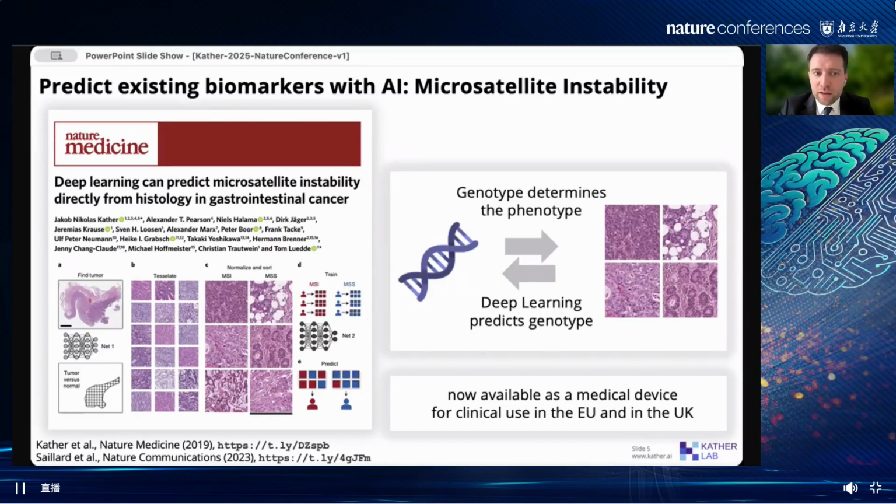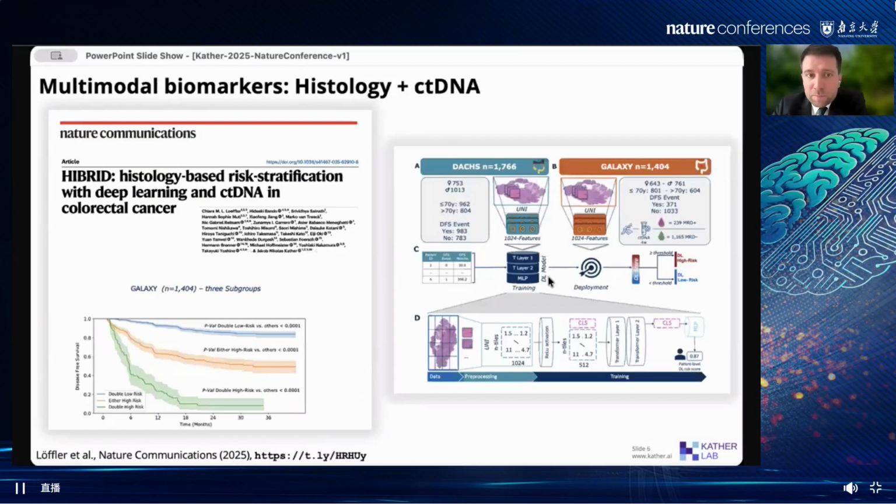And so here we hypothesized that for colorectal cancer, microsatellite instability could be detected with deep learning. And indeed, this worked very well. So we were able to train deep learning models to predict microsatellite instability. And this is a very important biomarker, because if your cancer has this, then you can be treated with immunotherapy. So this is now approved as medical devices by several companies. So it has really stood the test of time.